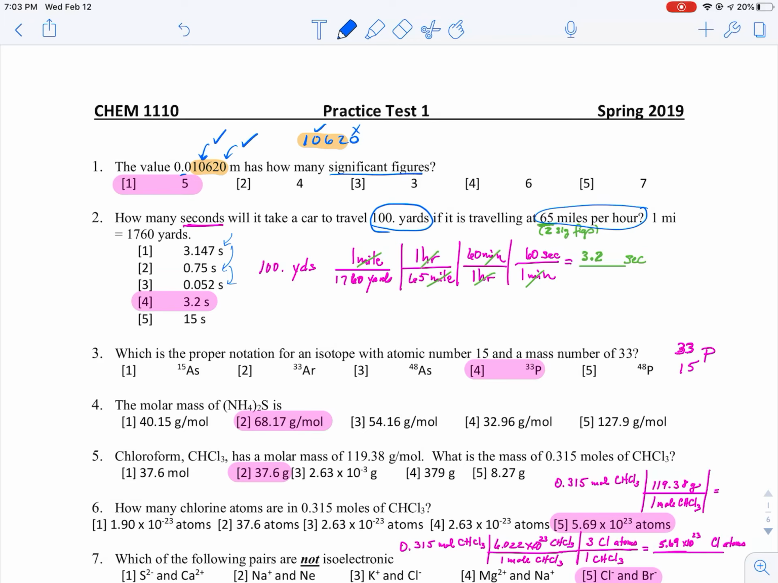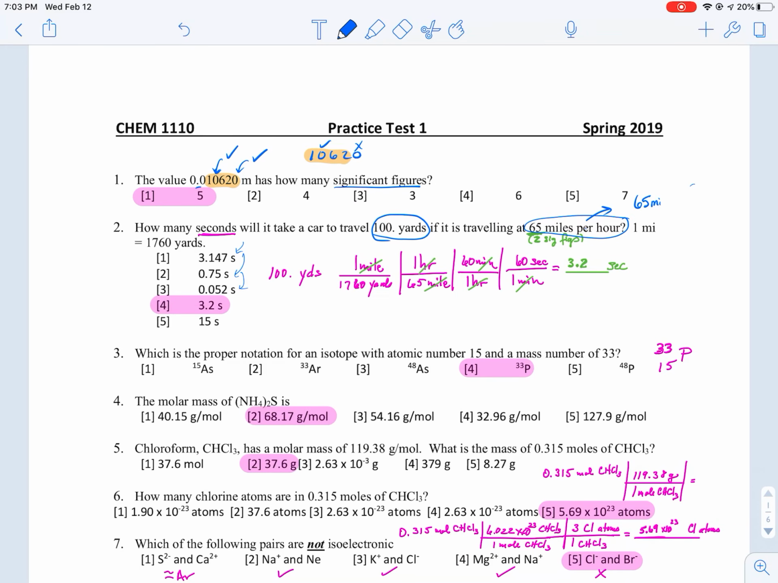Here's my suggestion. When you see a lot of numbers, rewrite anything that has a per, like this, 65 miles per hour, either like that or rewrite it as that. And this problem already says something else about a mile. It says a mile is this many yards. So we also have how 1 mile equals 1760 yards.